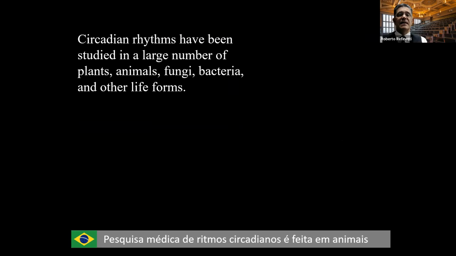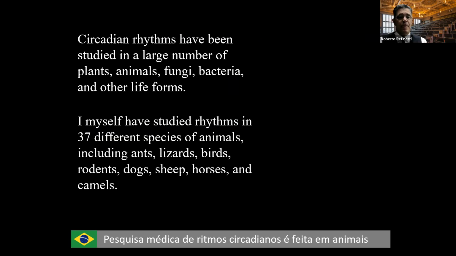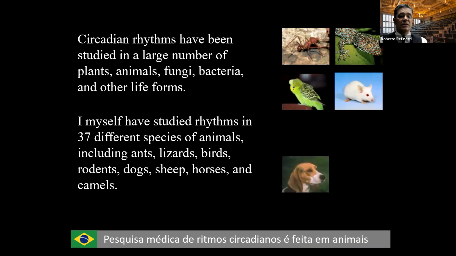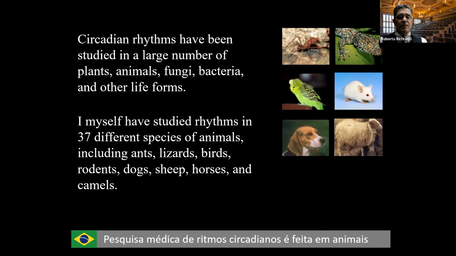Circadian rhythms have been studied in a large number of plants, animals, fungi, bacteria, and other life forms. I myself have studied rhythms in 37 different species of animals, including ants, lizards, birds, rodents, dogs, sheep, horses, and camels.